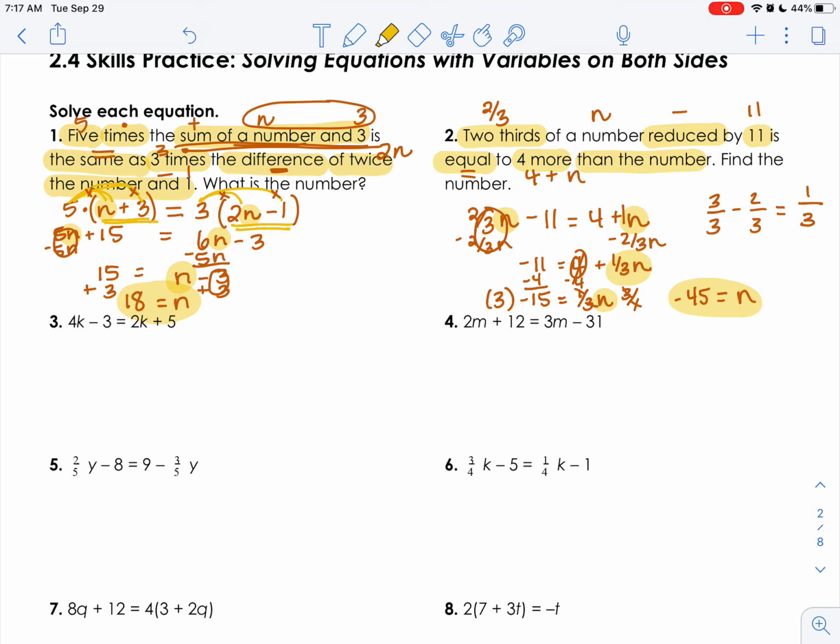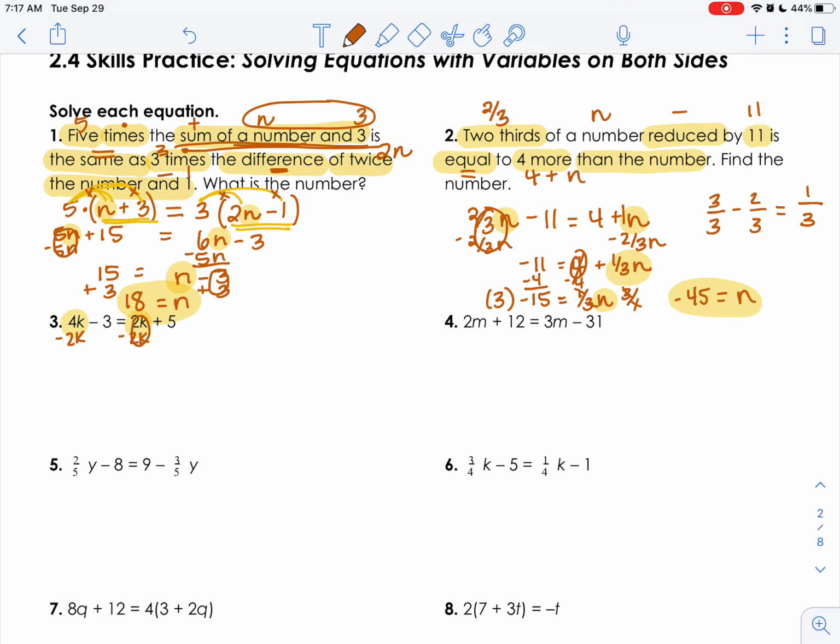All right, number 3, we have 4k minus 3 equals 2k plus 5. There's nothing to distribute here, but I do have k's on both sides, so first thing I'm going to do is get those together. I'm going to try and keep things positive, so instead of moving the 4 and doing 2 minus 4, I'm going to move the 2 and do 4 minus 2. So you can kind of think ahead in these and make it easier on yourself.